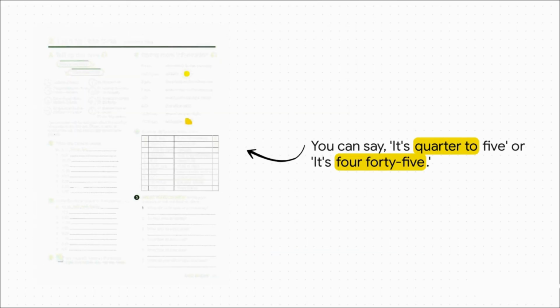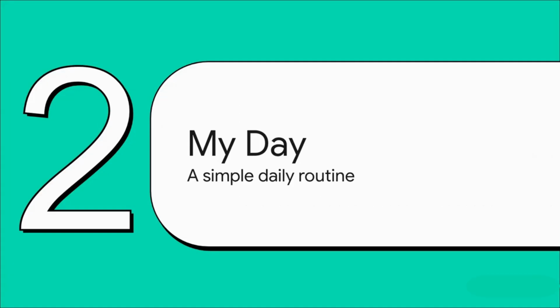Okay, pay attention, because this one's a little different. When there are only 15 minutes left until the next hour, we use the word to. So we'd say it's quarter to 5. See that? We're talking about the next hour, which is 5. Of course, you can always fall back on just saying the numbers. It's 4:45. Whatever works. Awesome job. See, you've got the clock down.